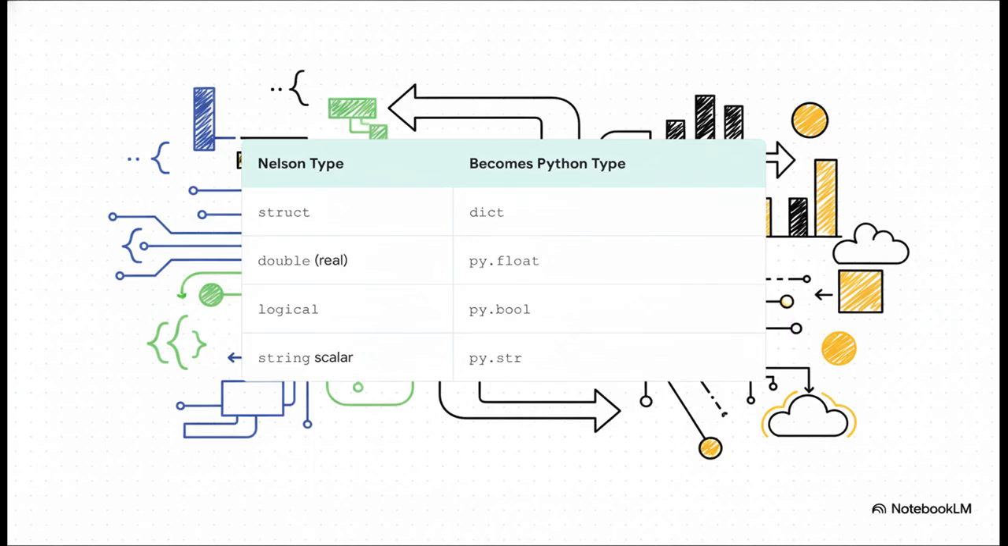And you know what the best part is? You don't have to think about any of this. It's all done for you. When you pass a Nielsen struct, it just shows up in Python as a dict. A Nielsen double becomes a py.float, a logical becomes a py.bool, and on and on. It just works, humming away seamlessly in the background.